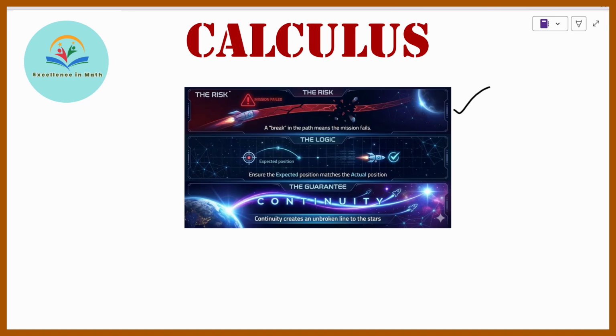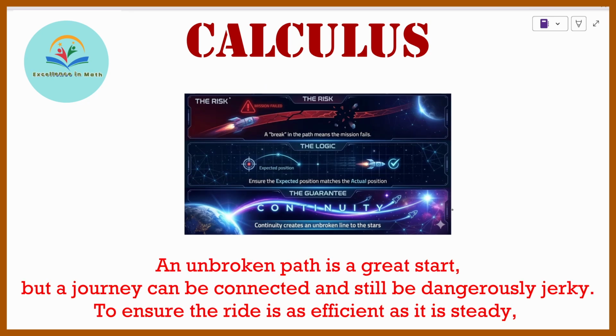That's why it's very important to ensure that the expected position matches the actual position. Continuity creates an unbroken line to the stars. Hope you are clear with limits as well as continuity. An unbroken path is a great start, definitely.